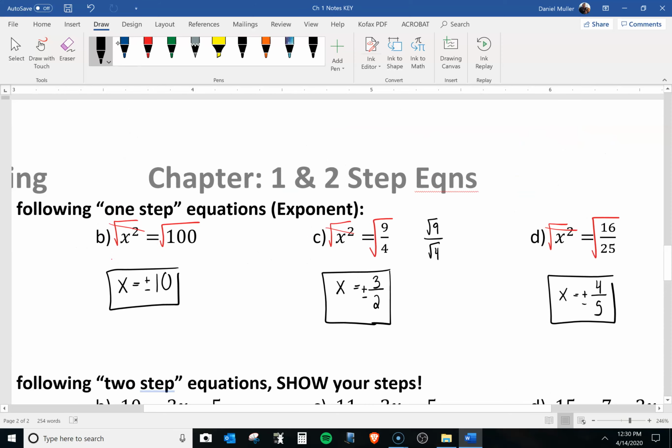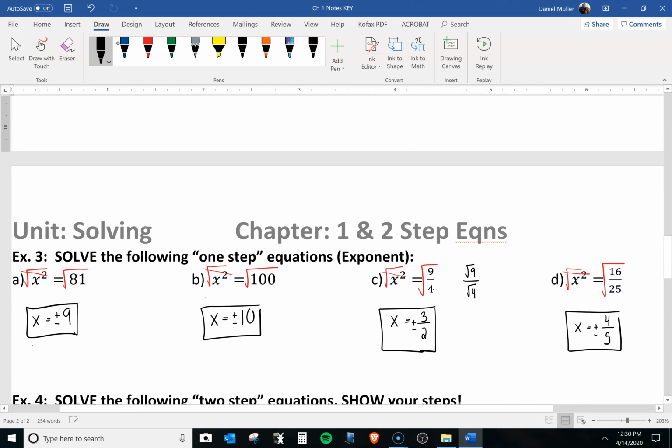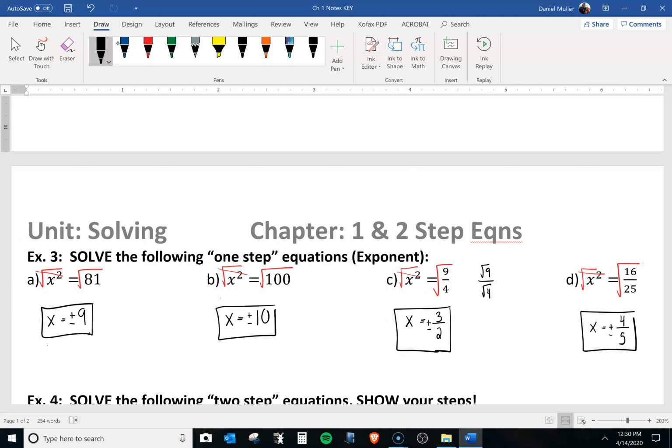So that goes through almost all of them, so I'll zoom out here. We haven't done the B, but in example 1, 2, and 3, we did the add, subtract, the multiply, divide, and the exponents. And so now we're going to put them all together, and we'll do some 2-step and then 3, 4, 5, 6 step equations.